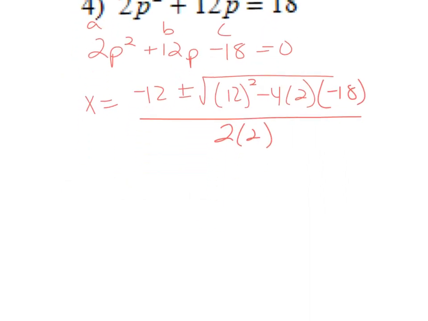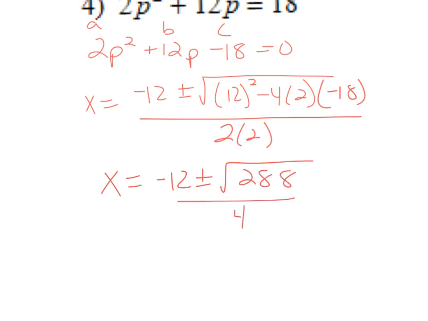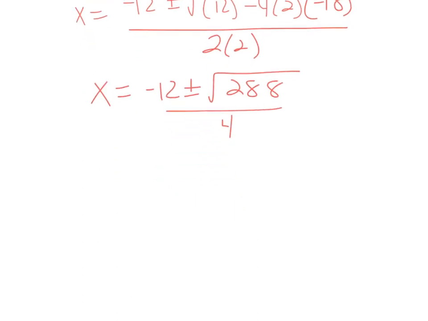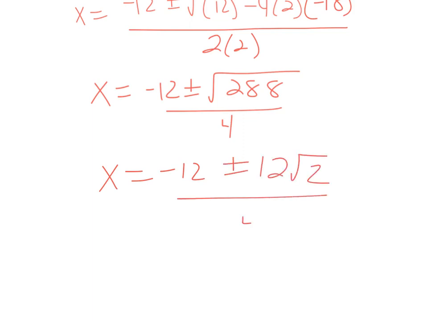So typing into my calculator from inside that square root, I get 288. So x equals negative 12 plus or minus the square root of 288, divided by 4. Okay, and then when I square root 288, I end up with 12 root 2. So negative 12 plus or minus 12 root 2 over 4.